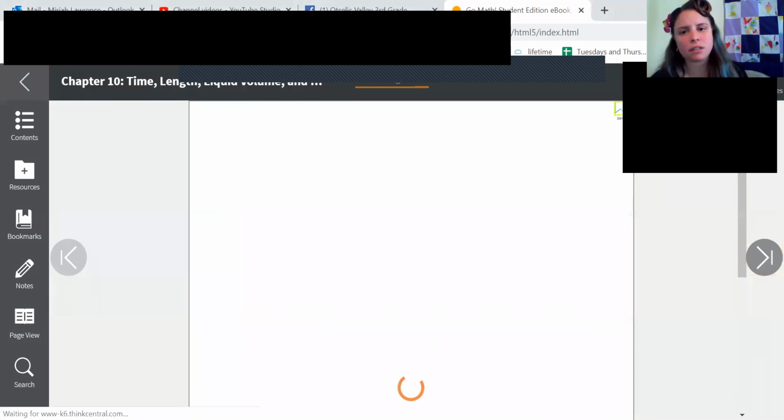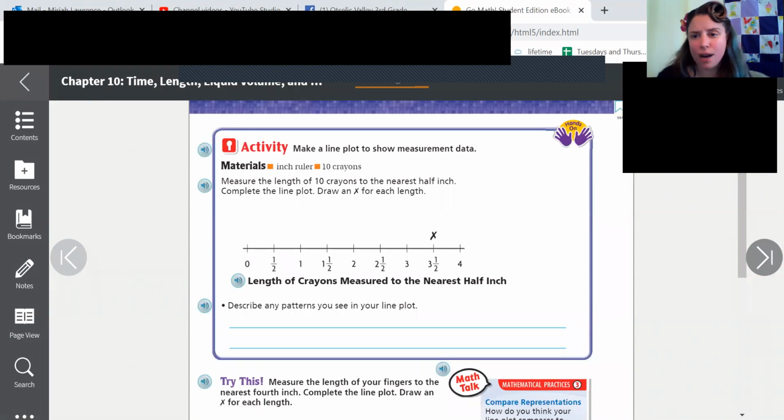This is going to take some practice at home, so I want you to go around and measure random objects and then ask mom if you got the right measurement. All right, so the next thing we got to do is make a line plot. Now, what the heck is a line plot? We've never made one of those before. A line plot is where we do a number line and then we put X's on where each part of our data goes, okay? So measure the length of 10 crayons to the nearest 1/2 inch. Complete the line plot and draw an X for each length. So you're gonna have to grab your own crayons for this, okay?